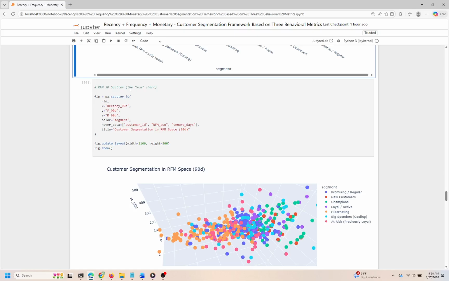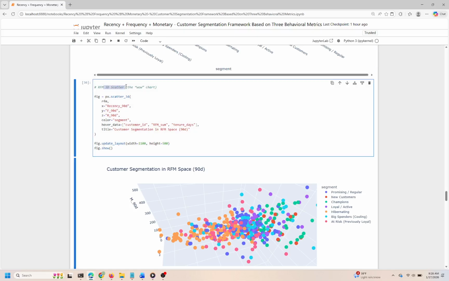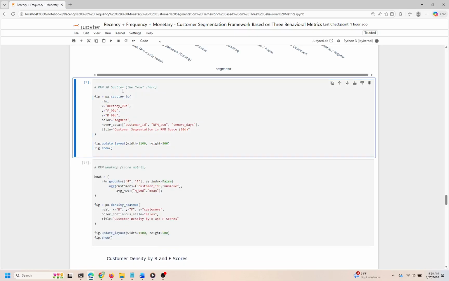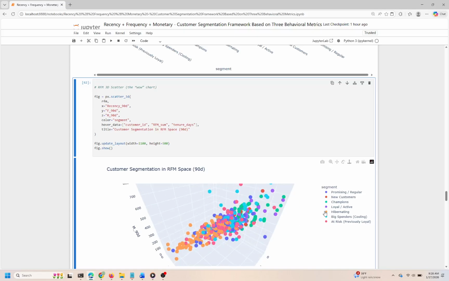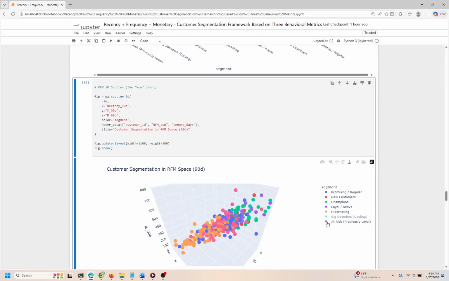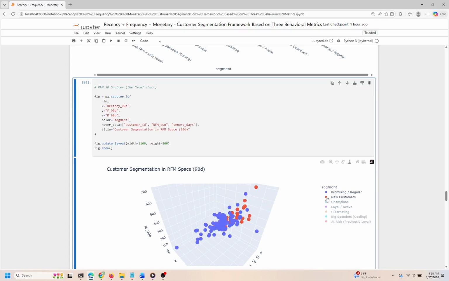Cell 22. In this code cell, we're creating a captivating three-dimensional scatter plot using Plotly's Express library. This visualization is crucial as it allows us to explore customer segmentation in RFM space, focusing on how customers are categorized based on their recency, frequency, and monetary value over the last 90 days. The scatter plot is constructed with three axes: each representing one of the RFM metrics.